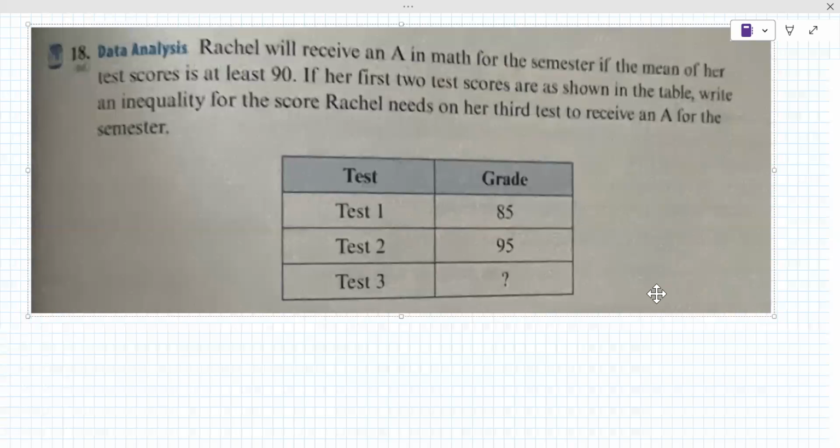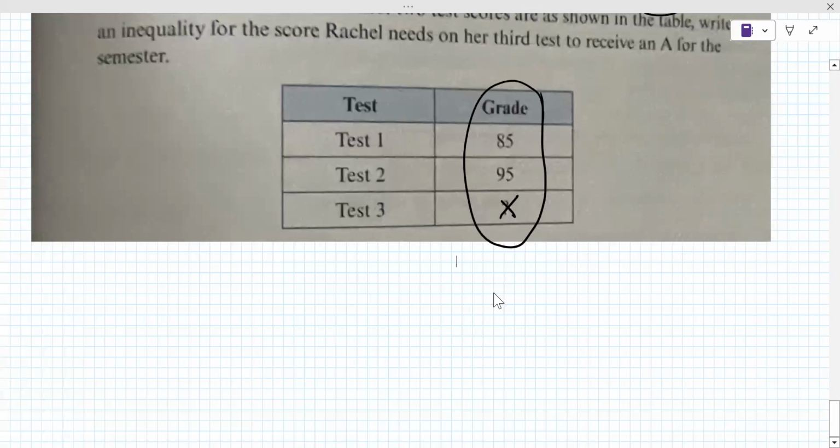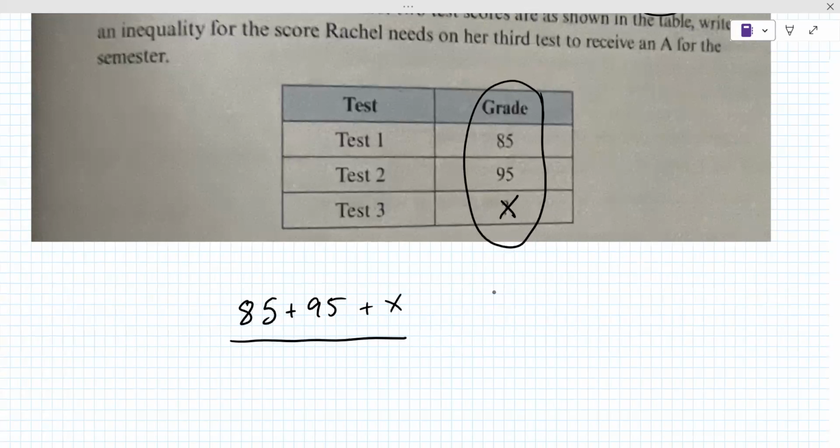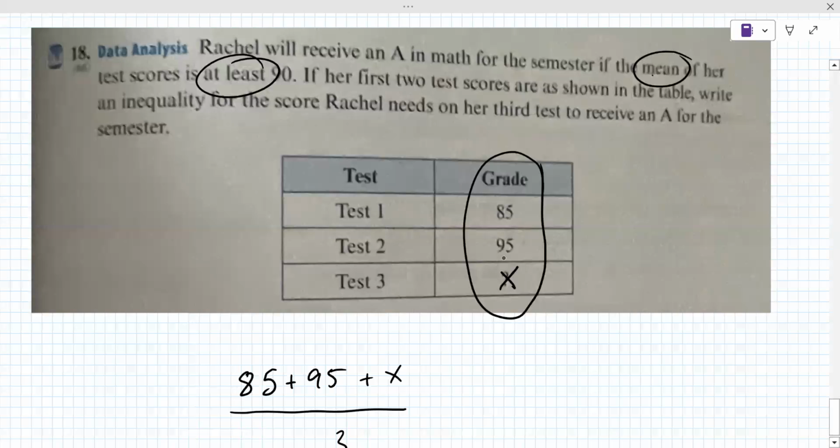Okay. So a couple of things here. The mean is the average. Let's call the last test score x. How would you find the average of these three test scores? Adding them and dividing. So you add them all up, 85 plus 95 plus x, and you divide by 3 because you have 3 test scores. And what do we want this to be at least? At least 90.